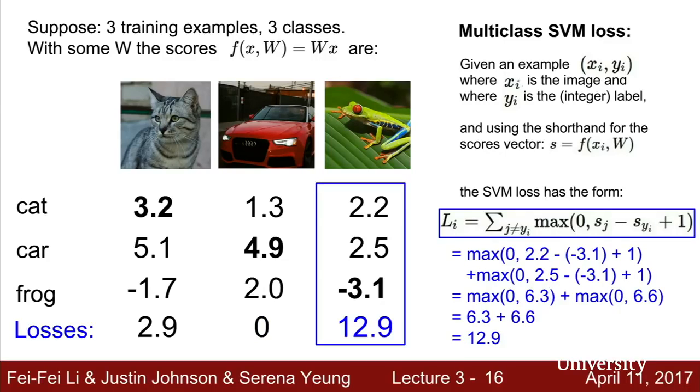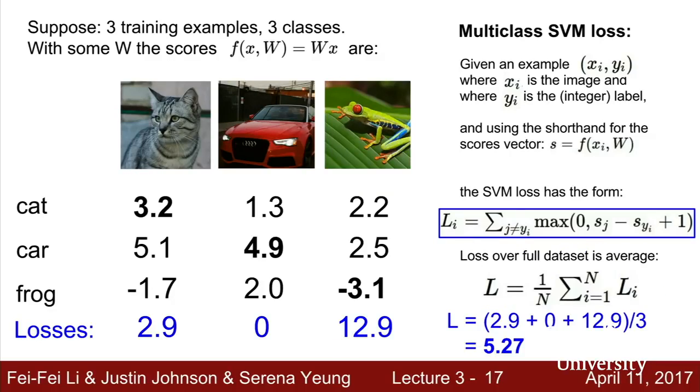Now I think you hopefully get the picture by now, but if you go look at frog, we again compare frog and cat, and incur quite a lot of loss because the frog score is very low. Compare frog and car, and incur a lot of loss because the score is very low. Then our loss for this example is 12.9. And our final loss for the entire data set is the average of these losses across the different examples. So when you sum those out, it comes to about 5.3. This is our quantitative measure that our classifier is 5.3 bad on this data set.